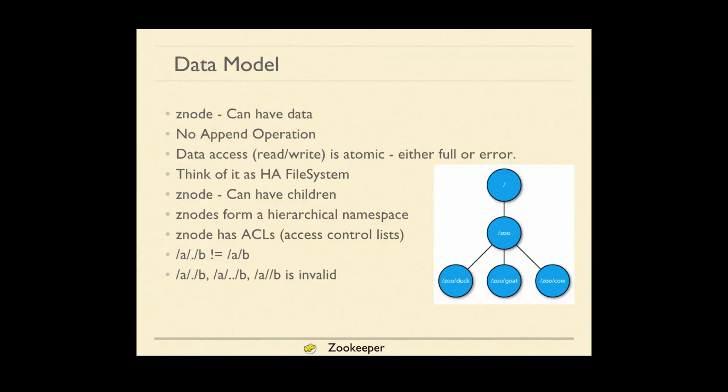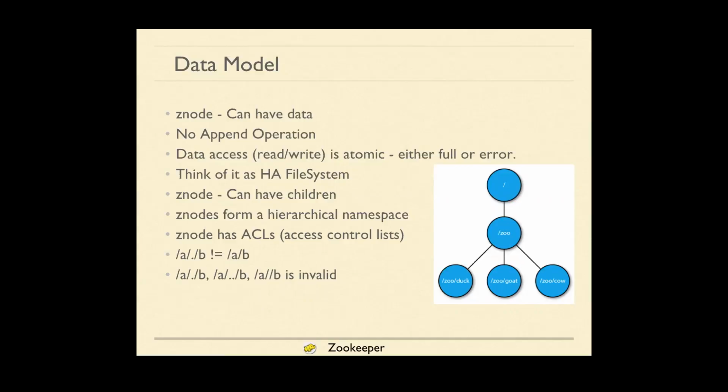A Z node is the entity in which we put data. A Z node is not like a physical machine. It's like a folder, like a database record, in which we stuff our data. So a Z node can have data, just like we say my folder or my file has some data. Similarly, a Z node in Zookeeper has some data.